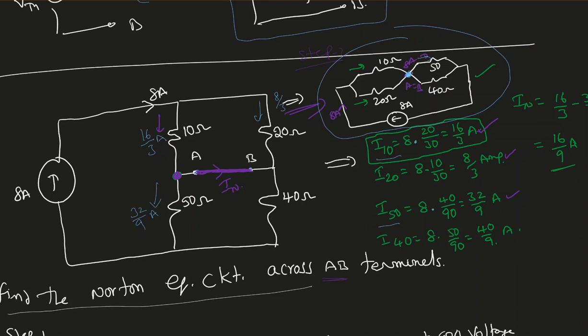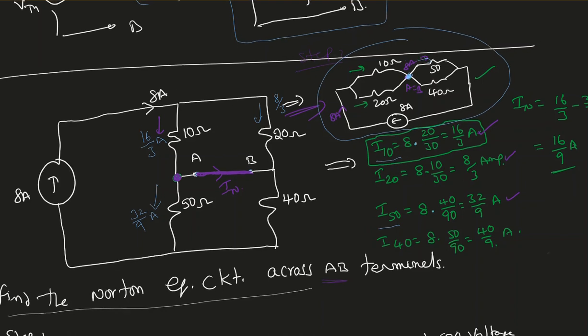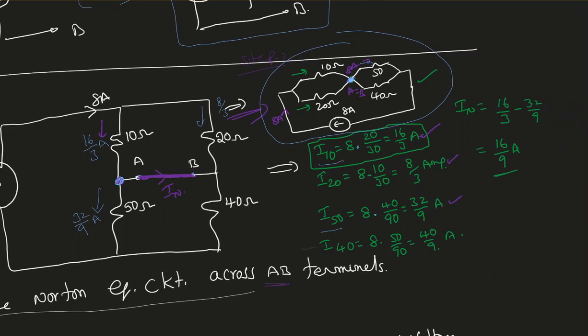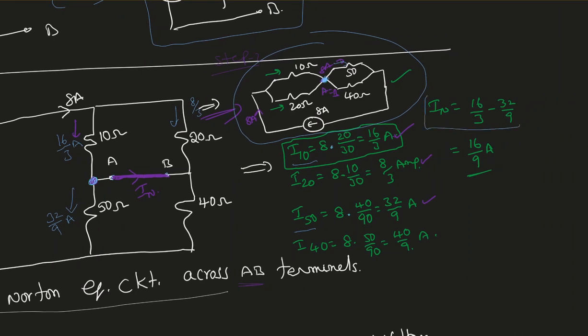Now my goal is finding I Norton. So what I did, I applied KCL at this node. 16 over 3 is coming in. 32 by 9 is going out. So I Norton must be 16 divided by 3 minus 32 over 9, ending up with 16 over 9 ampere. So my I Norton equals 16 over 9 ampere. This is my step 2. In step 2, we find the Norton current. Norton current is nothing but the current which is passing through the short circuit.